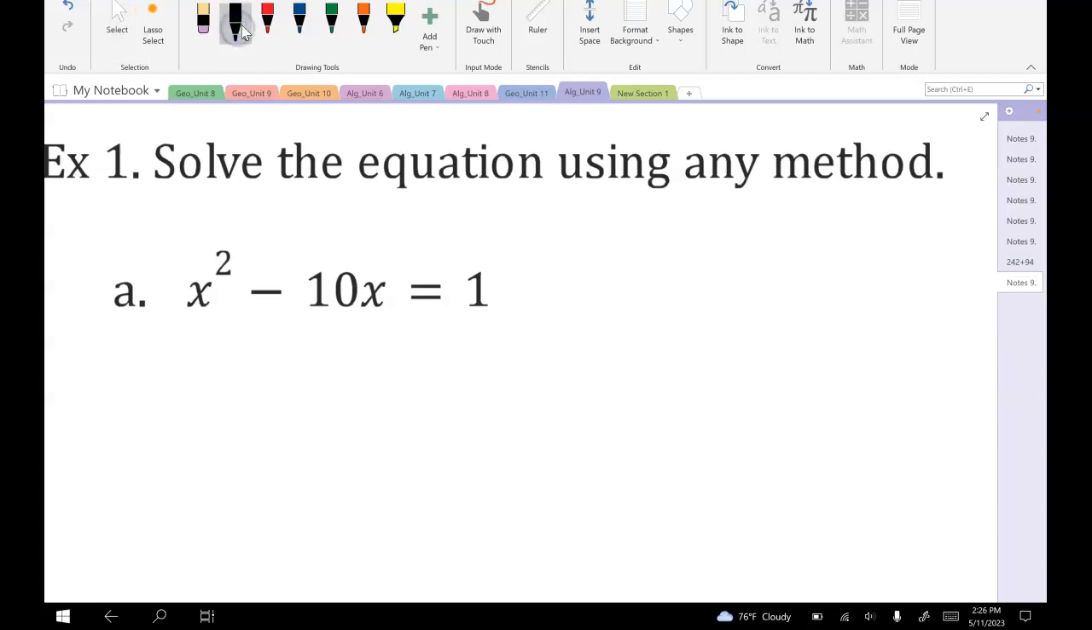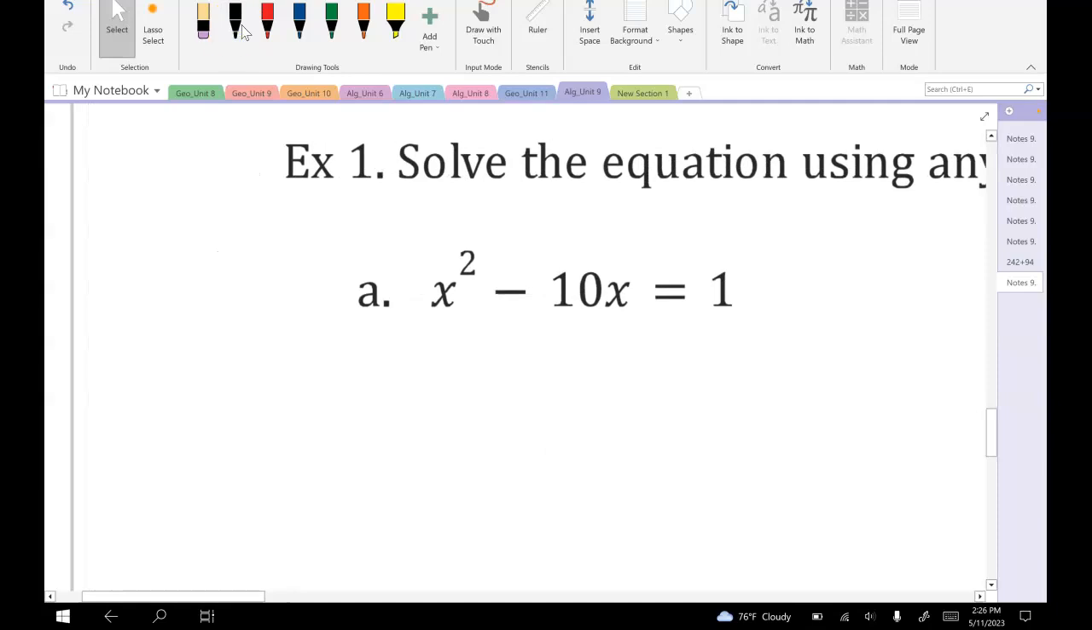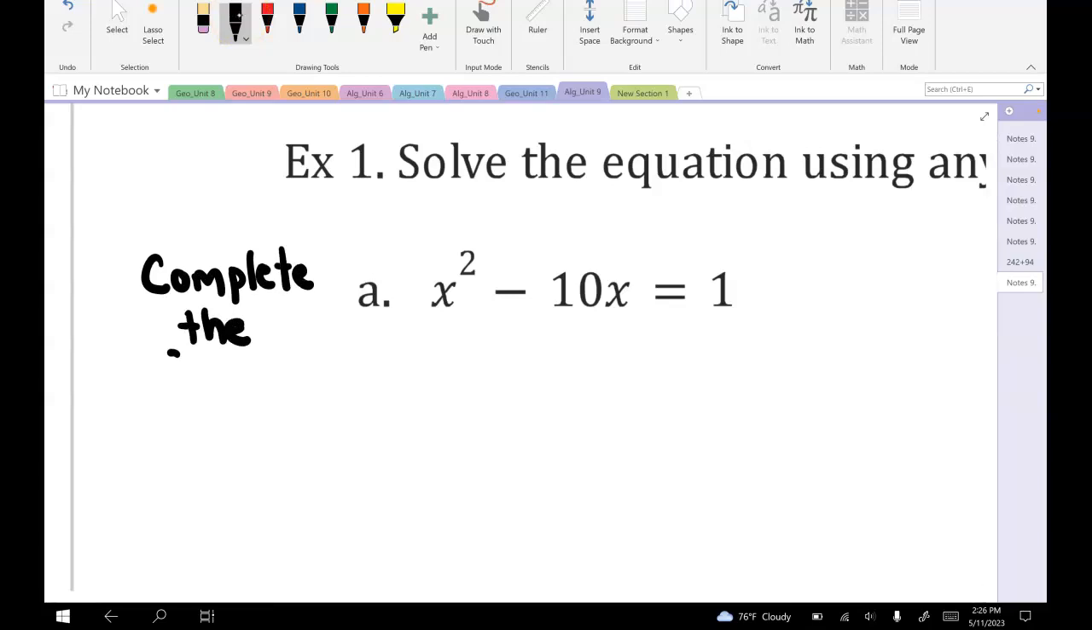So I'm going to write the method that I choose off to the side: complete the square. And this is from 9.4, so you can go back and look at your notes if you get stuck. So, our steps for completing the square.